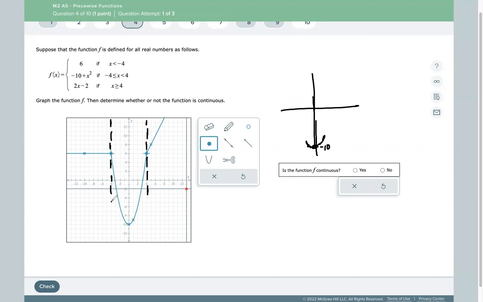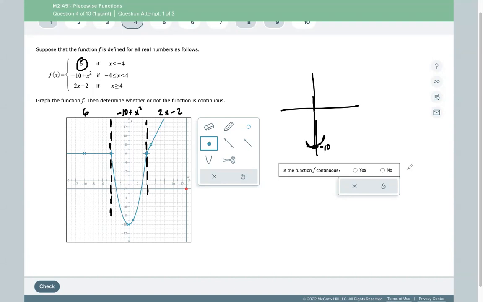So that's why we just kept that segment, and we had to cut the end behavior of the graph. Then we had a constant function, 6, that was only going to appear on anything that was less than -4. Between -4 and 4, we were going to be using -10 plus x squared, and anything greater than or equal to 4 was going to be based on the function 2x minus 2. So each one will have its own piece of the graph.